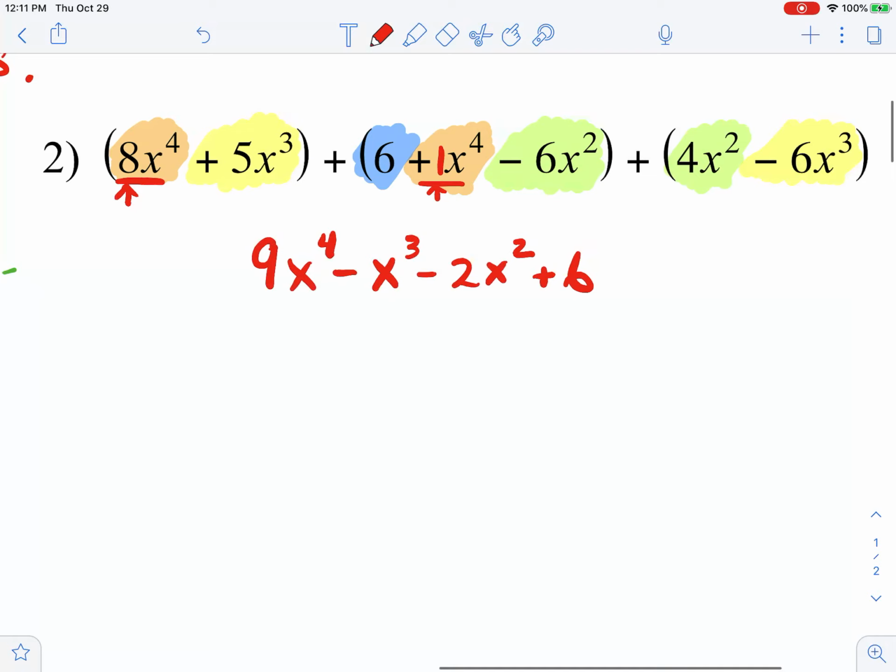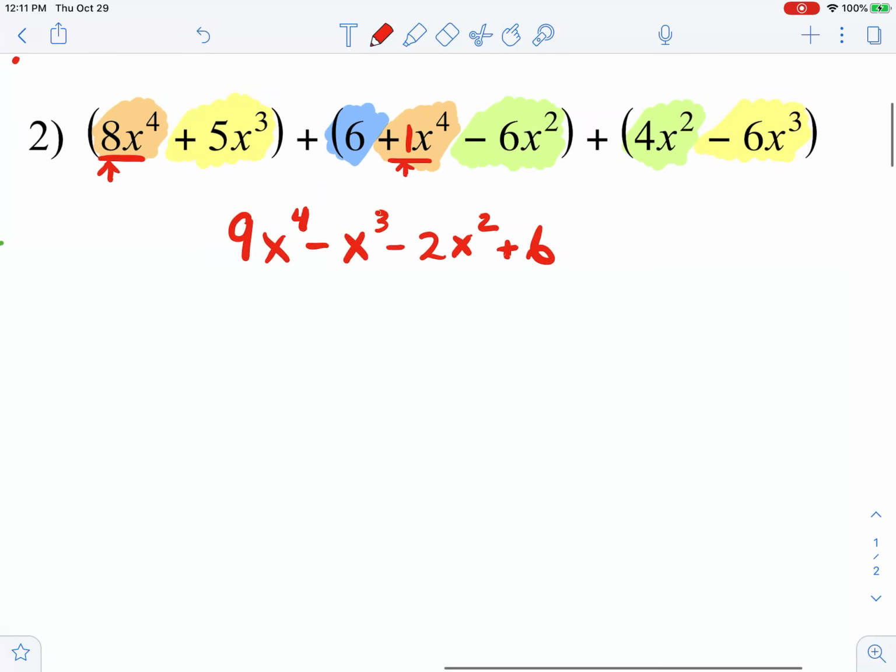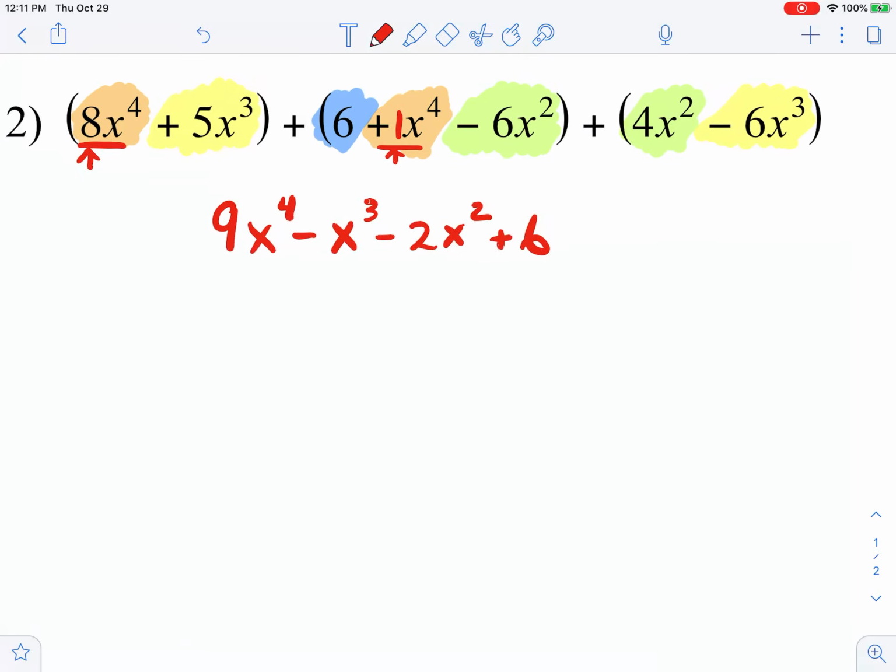Now, as we work through this, notice that we started with the terms that had the highest exponent, 4, and we worked our way down to the lowest exponent, where the 6 didn't have any exponent at all. When we write a polynomial in this order, notice it starts from the highest exponent, and then each term gets lower and lower and lower in exponent. This is called descending degree order. Descending, meaning going down, degree referencing the exponent.